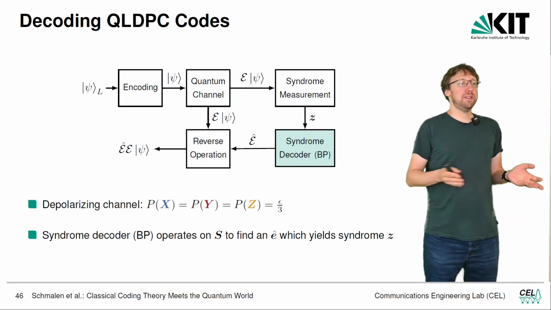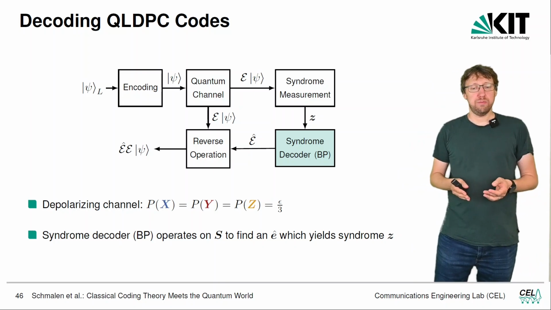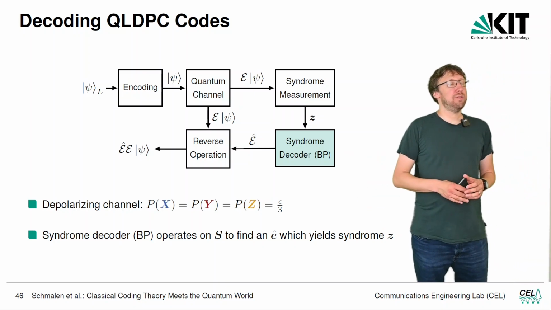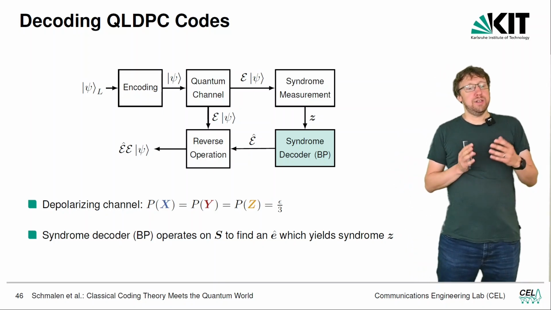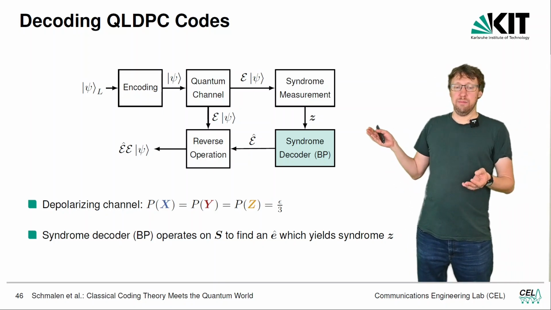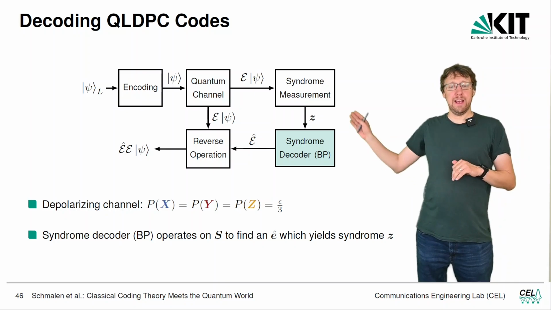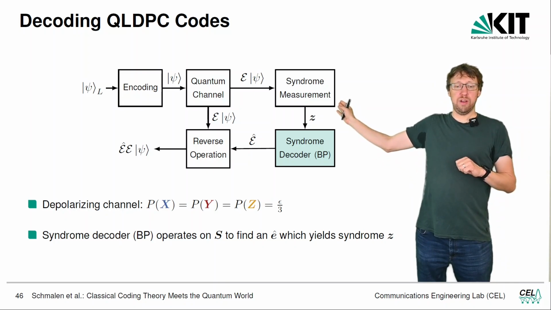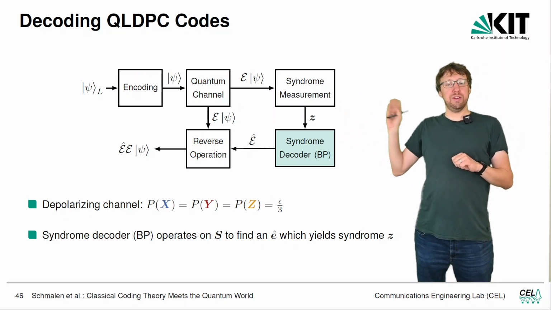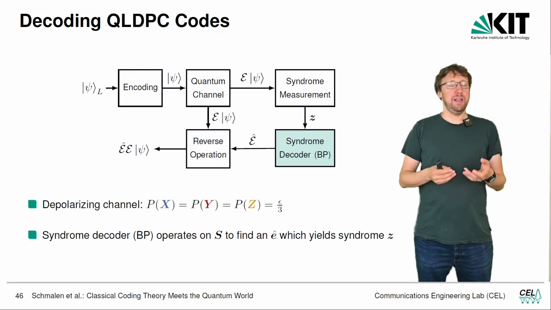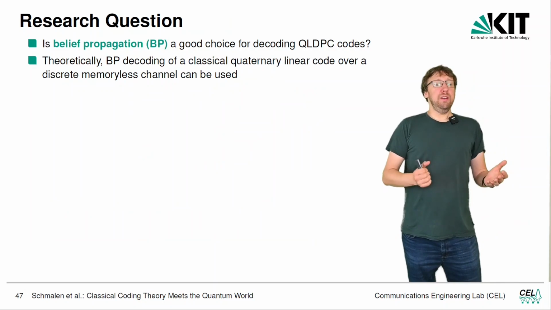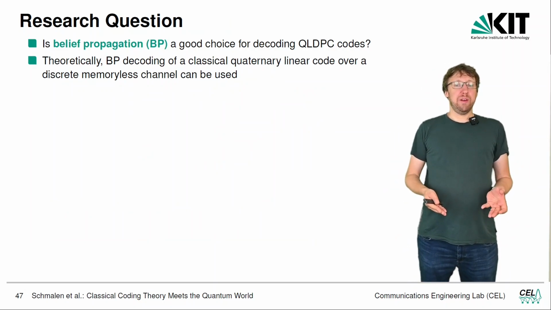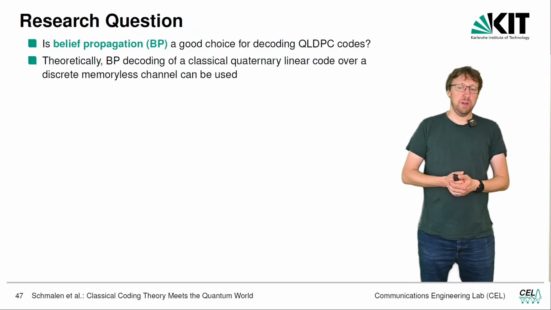This is how a coding scheme in a quantum computer works. We typically assume the depolarizing channel, which means the Pauli errors X, Y, and Z occur with the same probability. And essentially the syndrome decoder is a belief propagation decoder that acts on the syndrome using the check matrix S to find an error which yields the same syndrome. The question that we have: is belief propagation a good choice for decoding quantum LDPC codes?